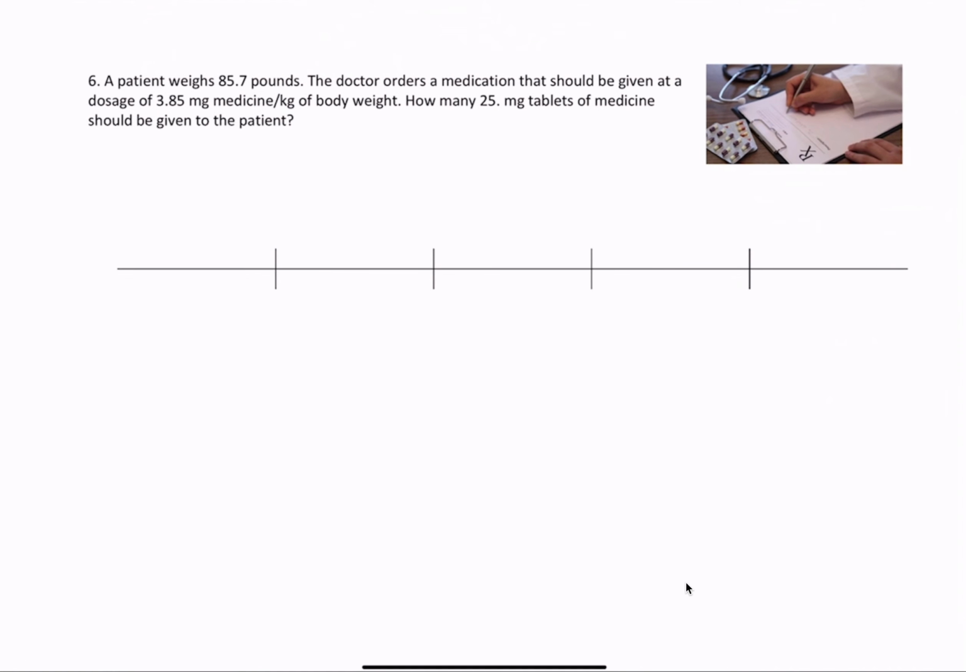Next problem. This one is in relation with the medical field. We have a patient that weighs 85.7 pounds, probably a kid, right? Or a very, very thin person. The doctor orders a medication that should be given at a dosage of 3.85 milligram of medicine per kilogram of body weight. How many 25 milligram tablets of medicine should be given to the patient?